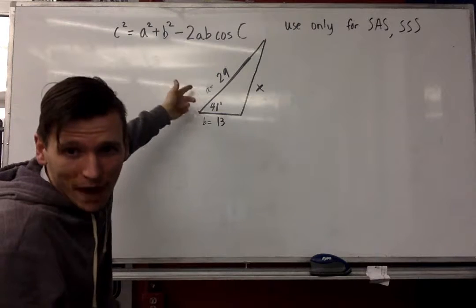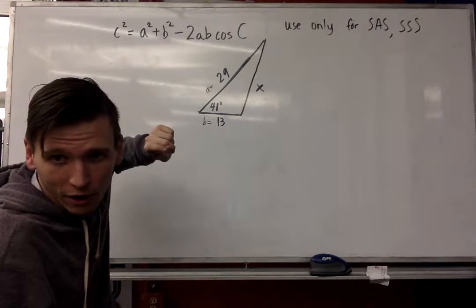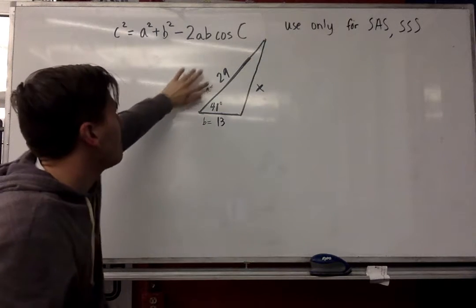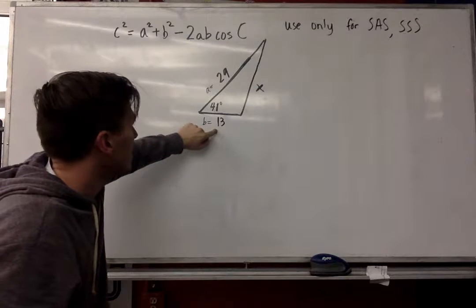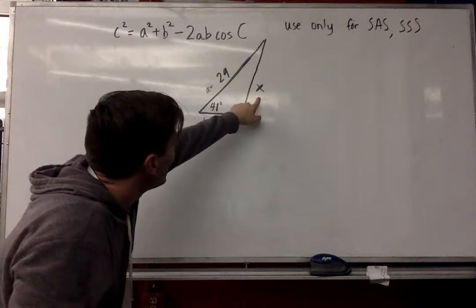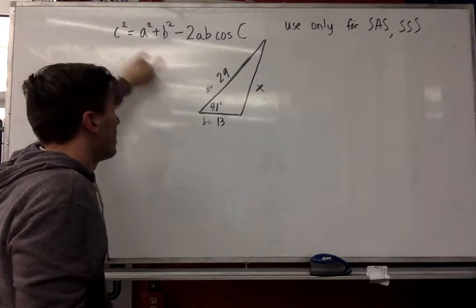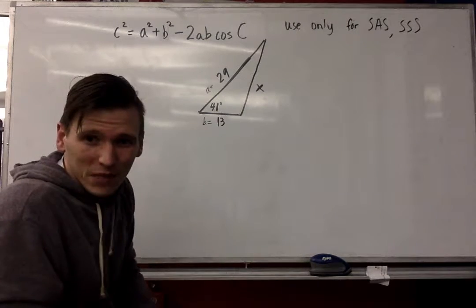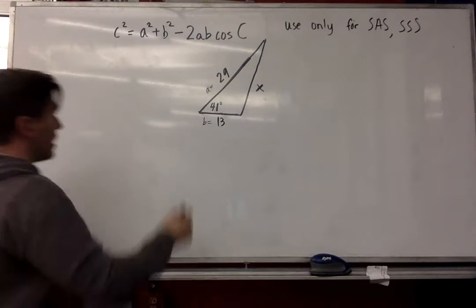It actually doesn't matter which one of these two you pick for each variable. So I'm going to have A be 29, my longer side, B be 13, my other side, and then C, or X, my missing side. Then it becomes as straightforward as just plugging these things in.